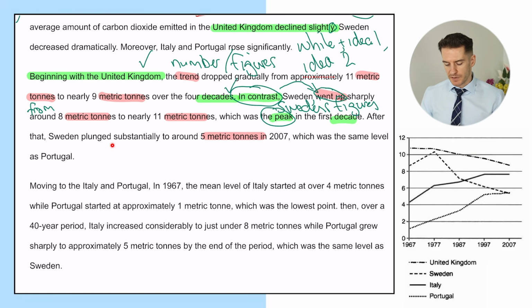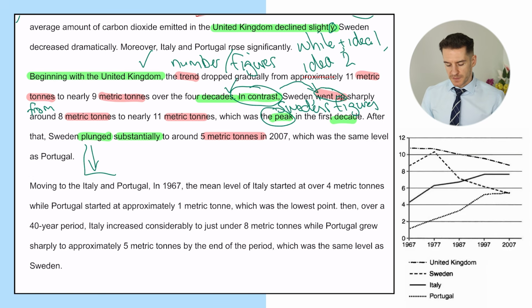All right, let's continue. So the writer says, after that, actually, I might just change to this, might be easier. After that, Sweden plunged. Okay, nice piece of vocabulary there. Plunged. A plunge or plunged means a big drop. Okay, so something like this, really big drop. Let's continue. Plunge substantially. Also another nice word. I'll highlight that as well. Substantially. Sorry, where's my highlighter?